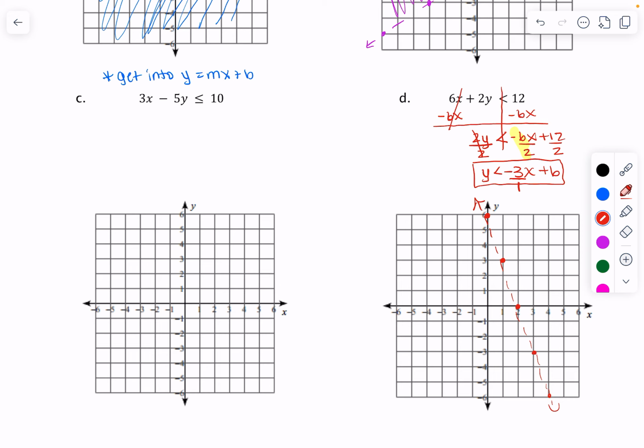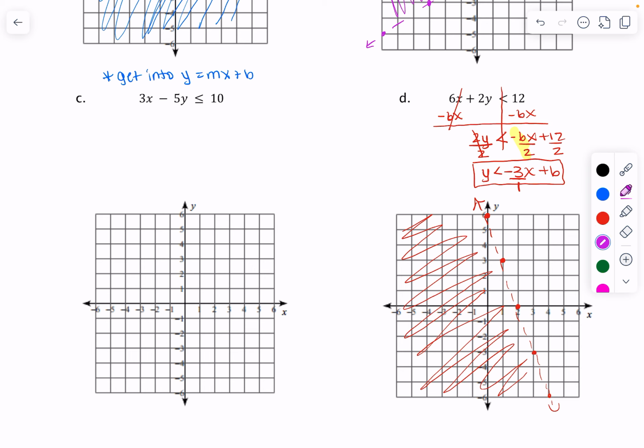Noticing how steep this is, it can be hard to tell which side is below or above. But again, go to that number 6 and ask yourself, do I want 5, 4, 3, 2, 1, or do I want 7, 8, 9, 10 that is less than 6? Well, numbers less than 6 are 5, 4, 3, 2, 1, etc. So I'm shading here below the line. Okay, so that one just requires one extra step of getting y alone.